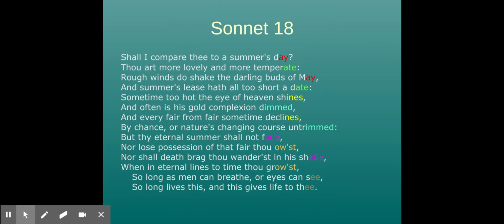But thy eternal summer shall not fade, nor lose possession of that fair thou owest, nor shall death brag thou wanderest in his shade, when in eternal lines to time thou growest. So long as men can breathe or eyes can see, so long lives this, and this gives life to thee.